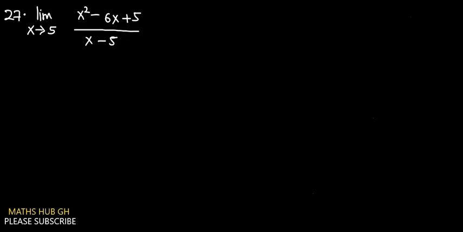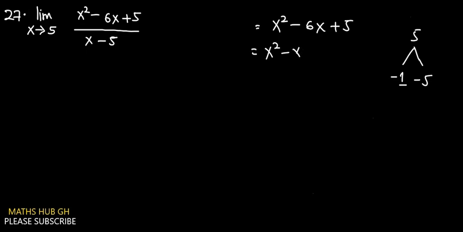To do this, let's look at the numerator. For the numerator, we have x squared minus 6x plus 5. I'm going to find two numbers that I can multiply to get 5 and then add to get minus 6. Those two numbers are going to be minus 1 and minus 5, because multiplying minus 1 and minus 5 will give us 5, and adding the two gives us minus 6. So this expression will become x squared minus x minus 5x plus 5.